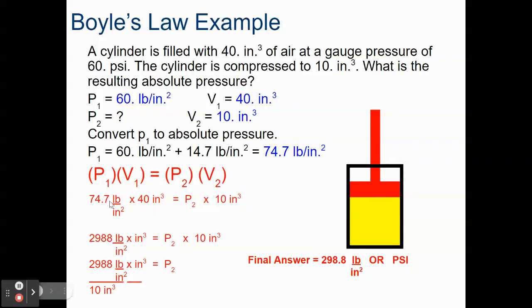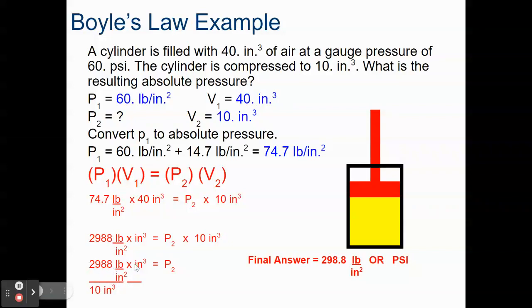We multiply 74.7 times 40, we get 2,988. I didn't do anything with the units. We have pounds per square inch times cubic inches, equals nothing happened on this side. Notice it's the same. We're trying to isolate P2, or get P2 by itself. We divide both sides by 10, so that's going to get rid of 10 cubic inches on this side. And here I'm showing dividing by 10 cubic inches.